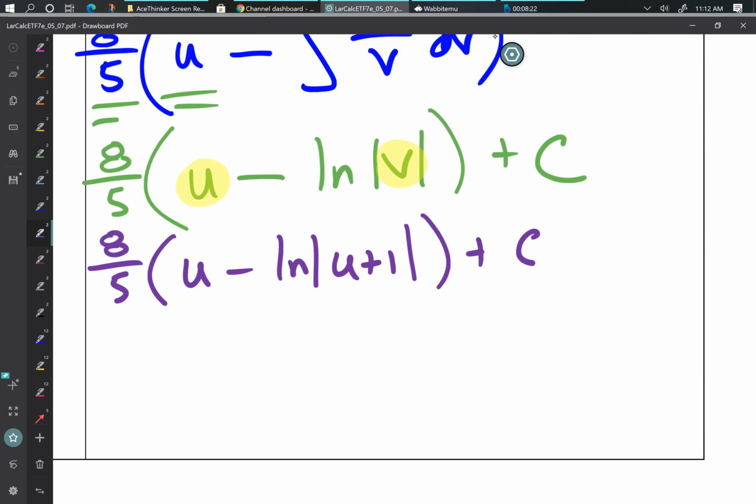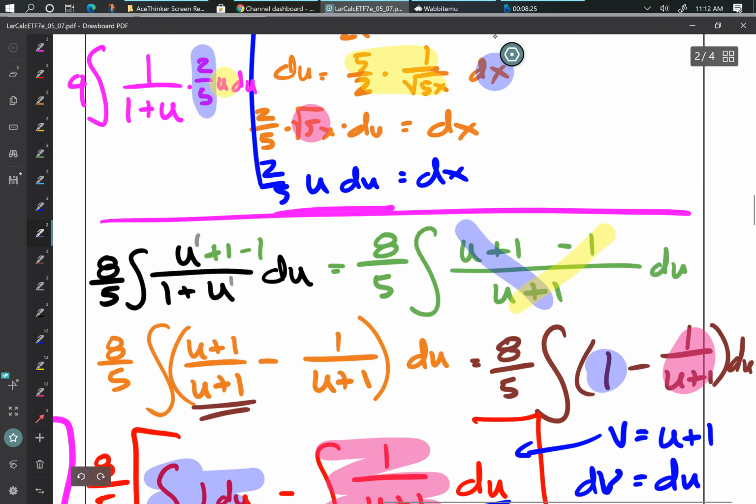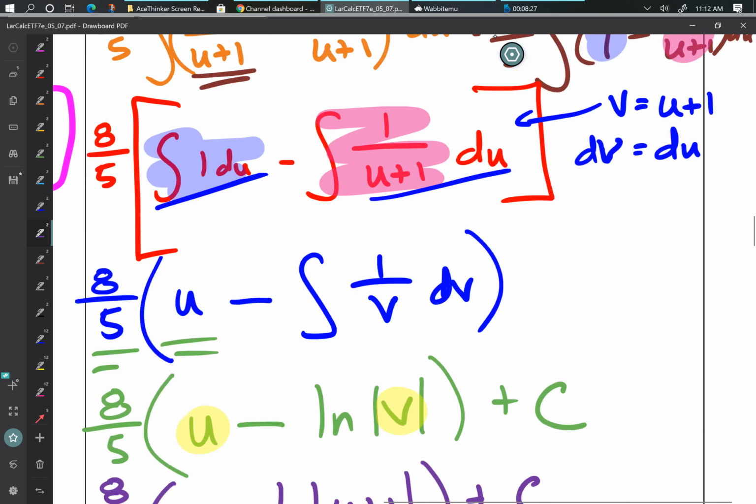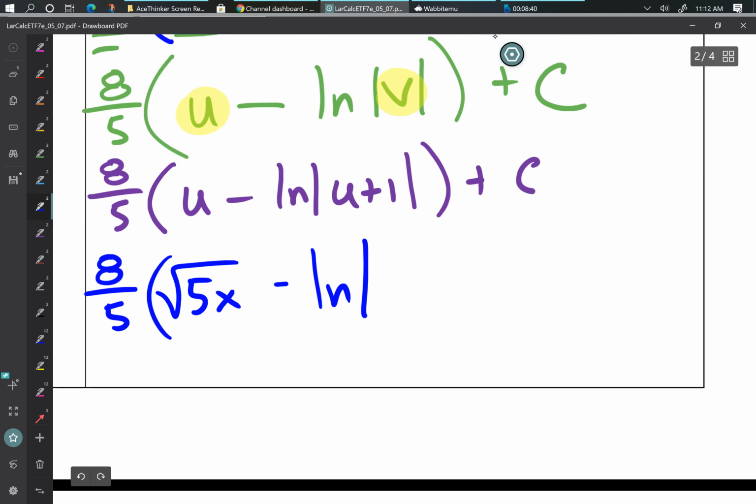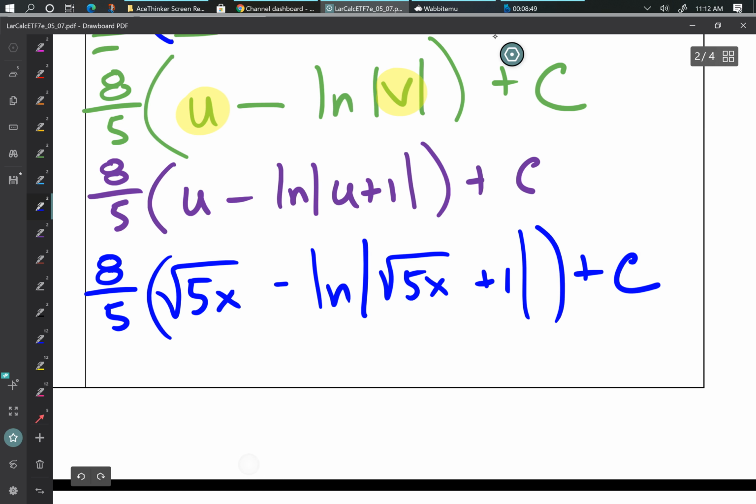Now I'm going to do a back substitution again. What was u? Oh, way back up here we said u was equal to the root of 5x. So then this becomes 8/5 times the quantity, the root of 5x minus the natural log of the absolute value of the root of 5x plus 1, plus c. Parentheses here to close off those starting parentheses.